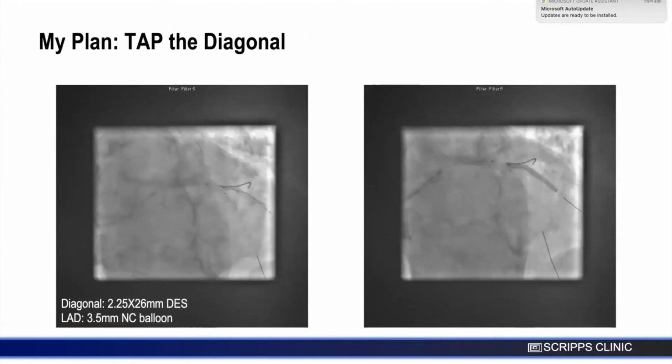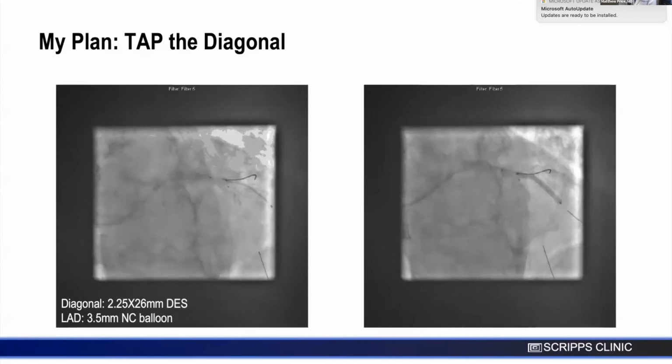Yeah, dab the diagonal. That's what I'll do. T with minimal protrusion. Okay. So, great. So I took a 2.25 by 26 in the diagonal. In my LAD, I have a 3.5 balloon because at that junction, it's actually quite big by IVUS. So at that point, it was quite big there.